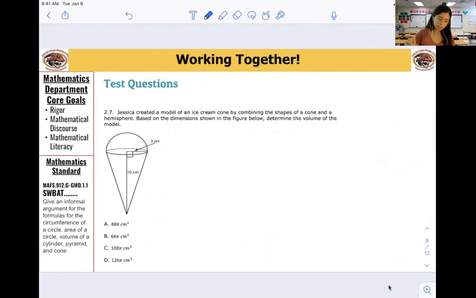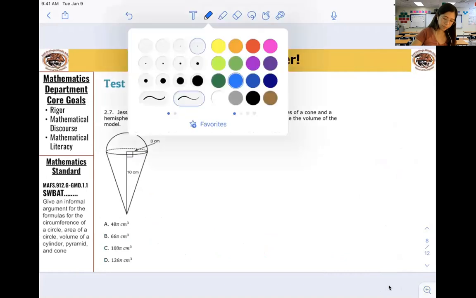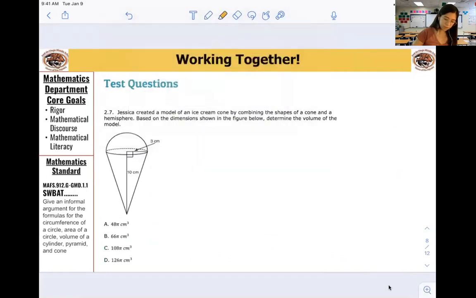Okay, this one wasn't too bad. We had to find the volume of the whole model. So we're adding together the volume of a cone and a hemisphere. And we just had to make sure we remembered those formulas.